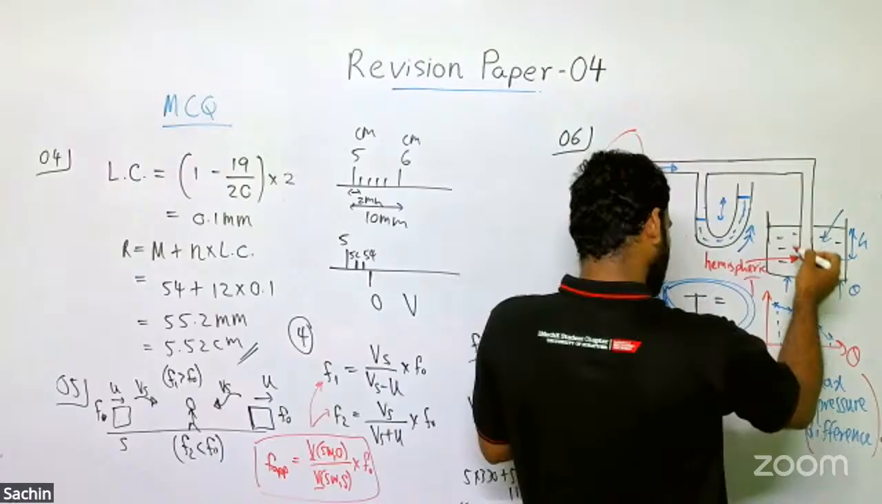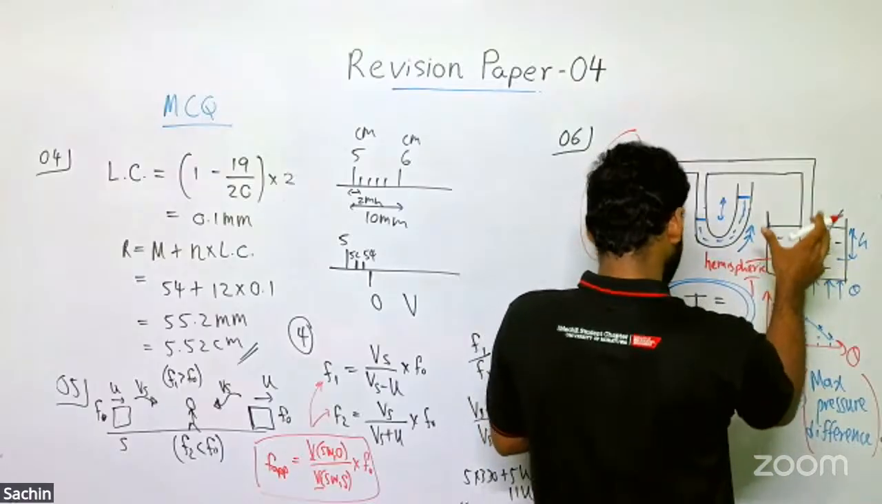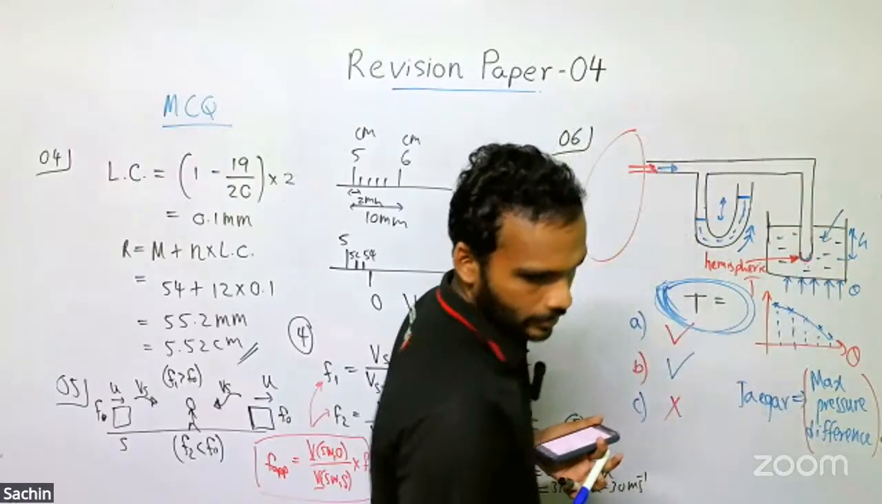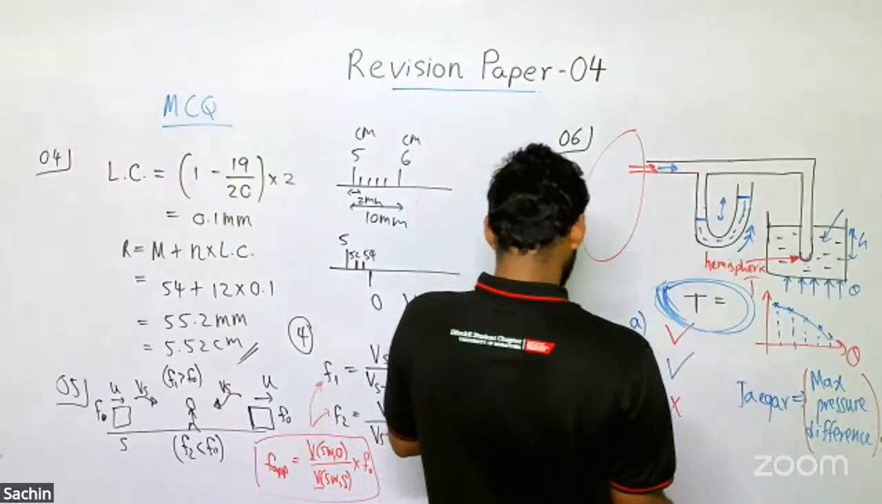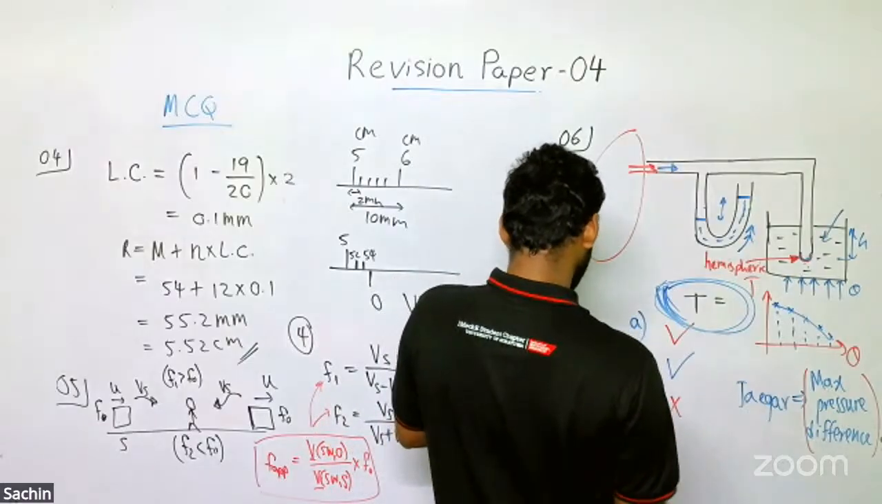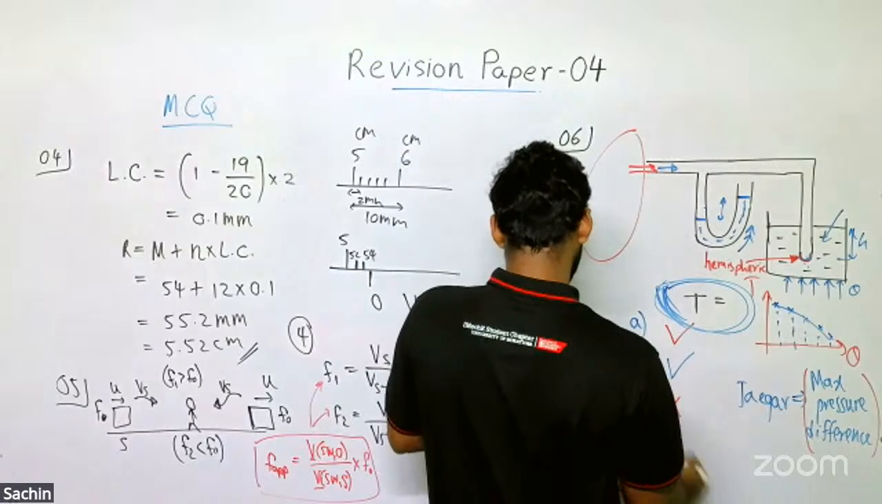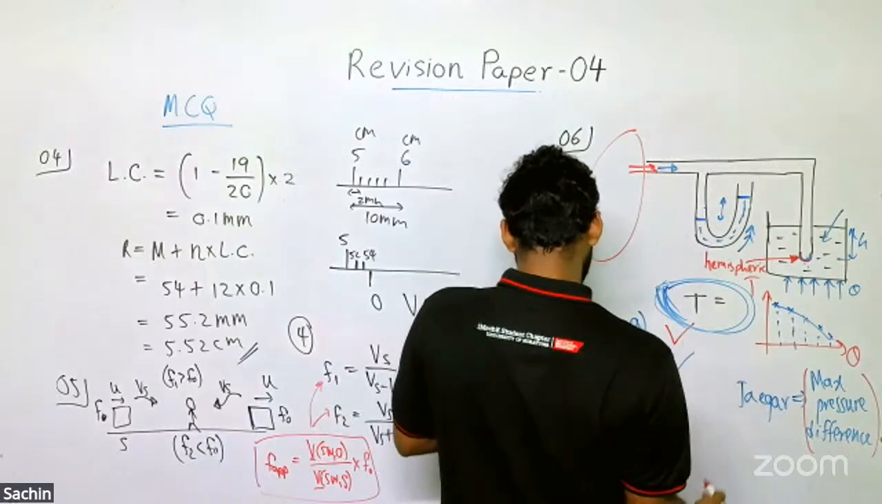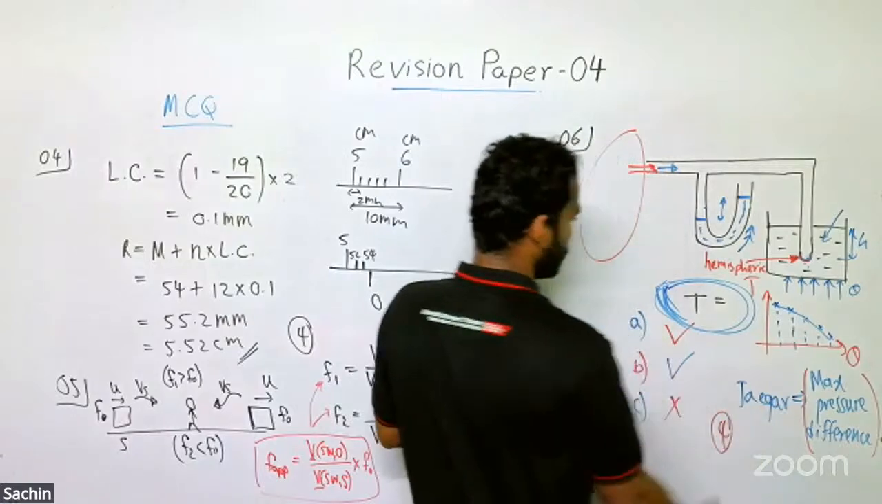That means it's fine if this liquid is opaque also. Okay, so it does not need to be transparent. That means this is wrong. So the correct answer is A and B. That is the fourth option.